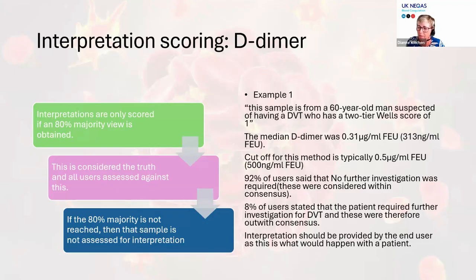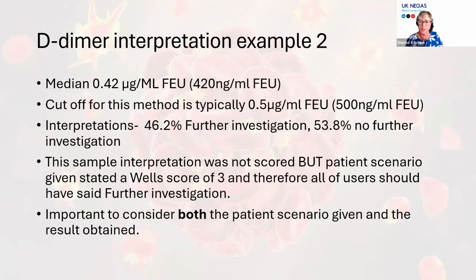92% of users said no further investigation, which fits in with being below the cutoff and a Wells score of 1. 8% of users stated that the patient required further investigation, and these were out with consensus. So this is a fairly straightforward one. My second example is a little bit more complicated.